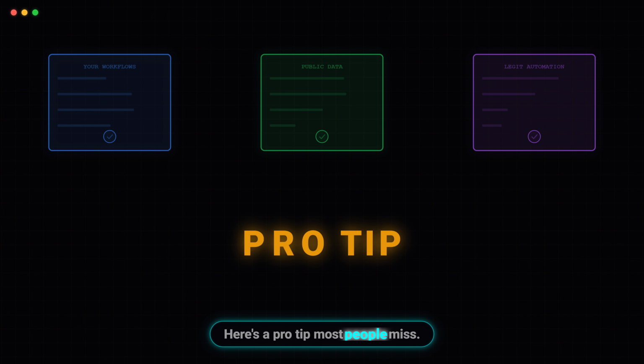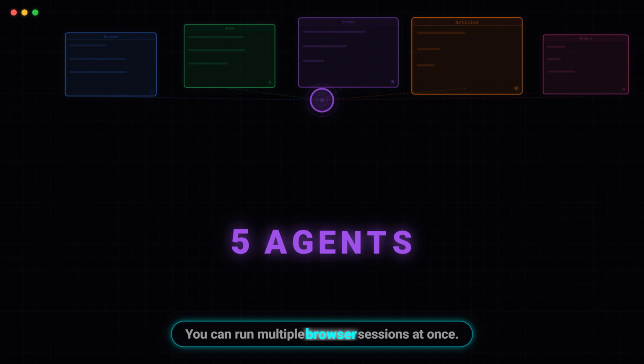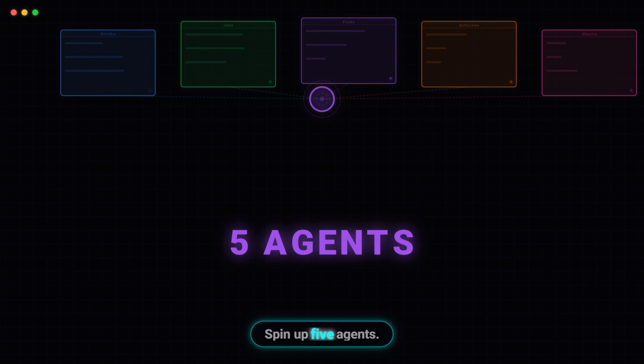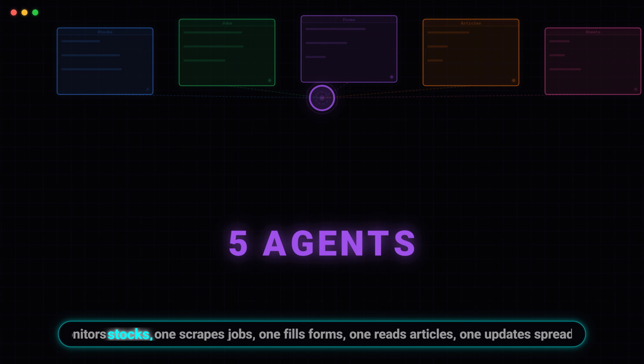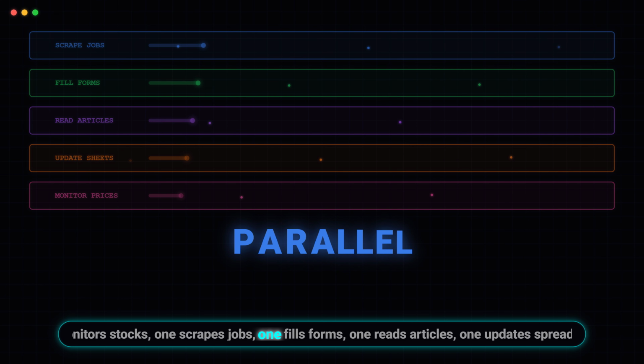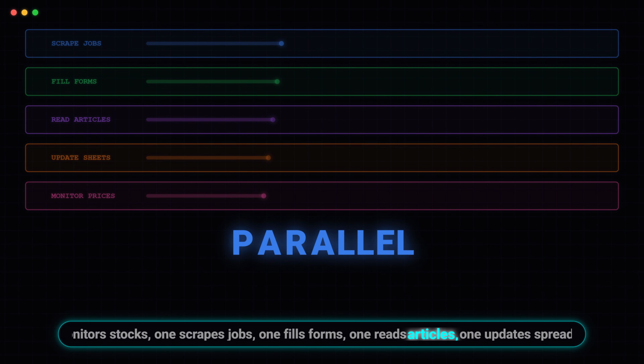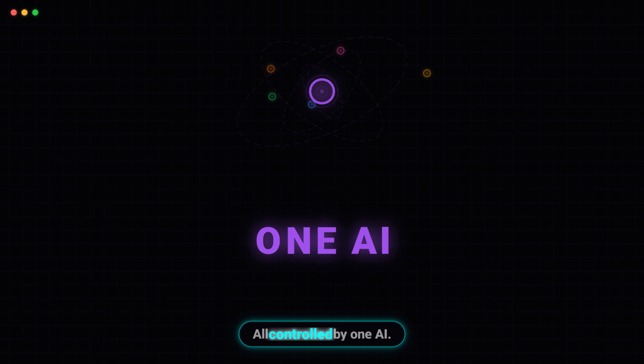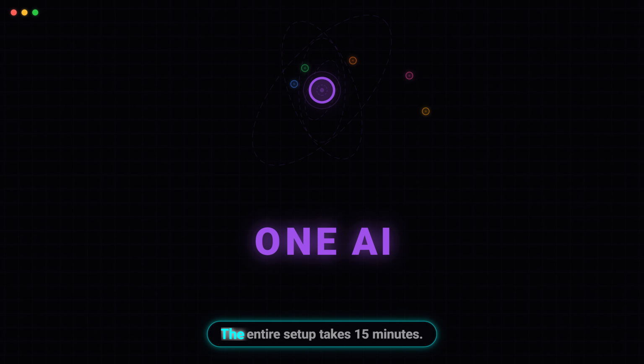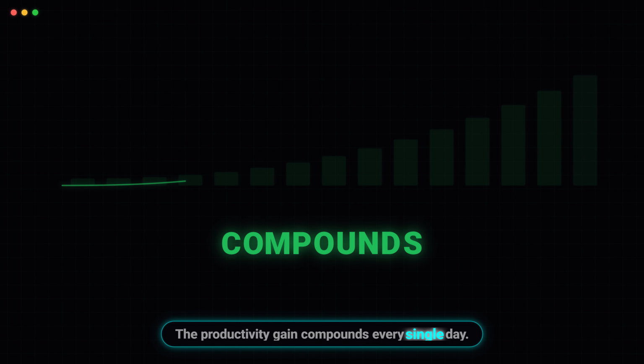Here's a pro tip most people miss. You can run multiple browser sessions at once. Spin up 5 agents. One monitors stocks, one scrapes jobs, one fills forms, one reads articles, one updates spreadsheets. All running in parallel. All controlled by one AI. The entire setup takes 15 minutes. The productivity gain compounds every single day.